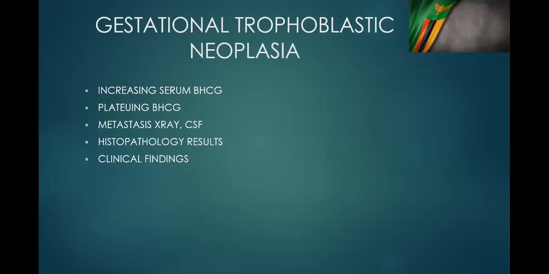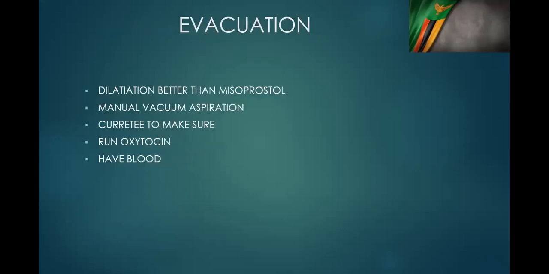Sometimes you can look at histopathology results. Sometimes you just discover it clinically. You are examining a woman who had an incomplete abortion 3 weeks ago. They continue to bleed. And then you check the vagina, you see a bluish lesion there, a bluish growth. Usually that means you have a choriocarcinoma there that has spread to the vagina and so on. So that is how we make this diagnosis.